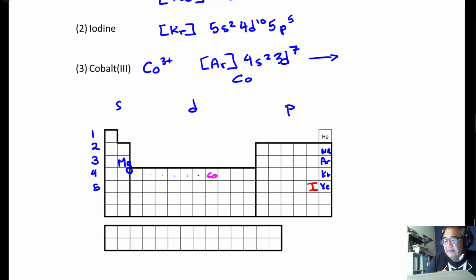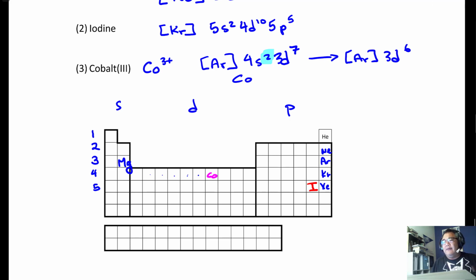So 4s2, 3d7. So now we have to do the 3+ ion, right? And what we're going to do is we're going to get rid of these 2 electrons, but that only gives us 2+, right? So we need to get 3+, so the last one has to come off the 3d, and so the electron configuration is argon 3d6, like that.